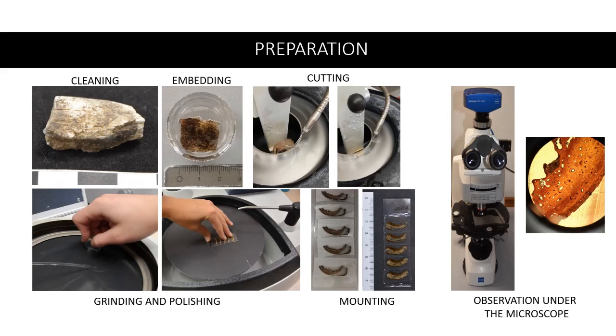Sections are then mounted onto the glass slides, ground with abrasive paper and polished until the bone structure is well visible under the microscope. For protection, samples are covered with glass cover slips. Once prepared, samples are ready for observation and analysis under the microscope, usually using 100 to 400 times magnification.